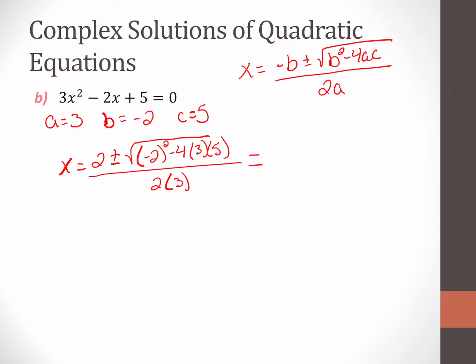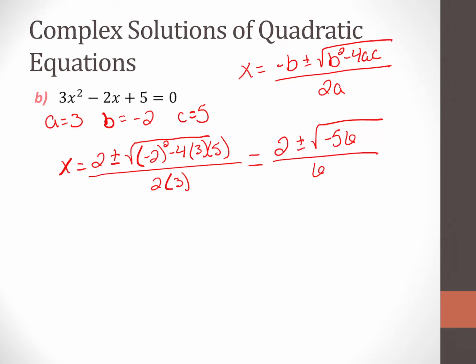So now we need to simplify what's happening here. Sorry, getting a calculator to do my work inside the square root. So this is going to give us 2 plus or minus, then work on the inside of your square root sign here. You get negative 56 all over 6.